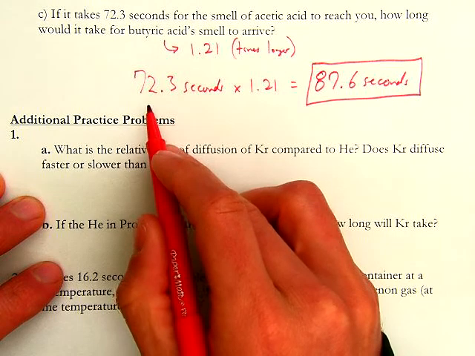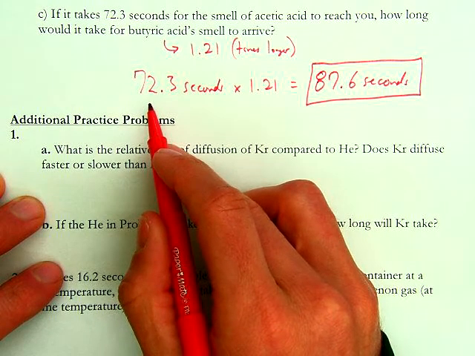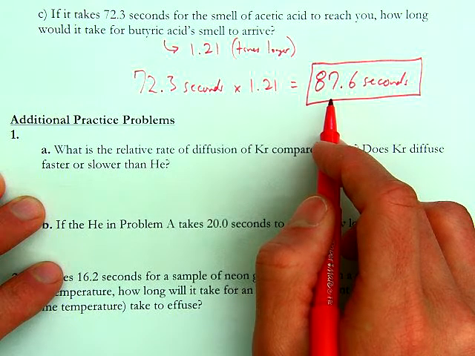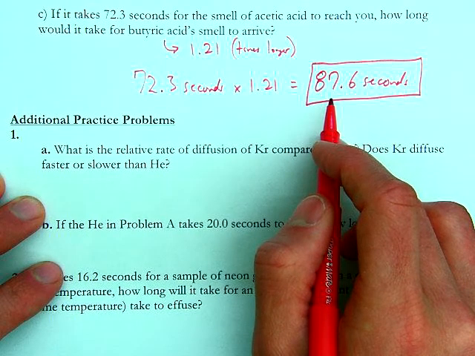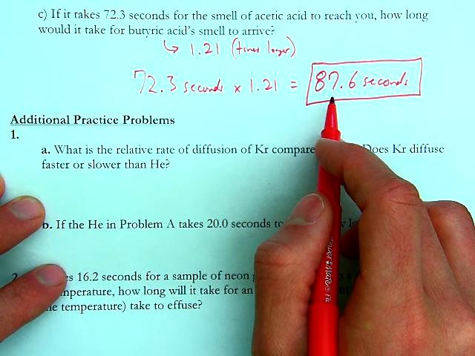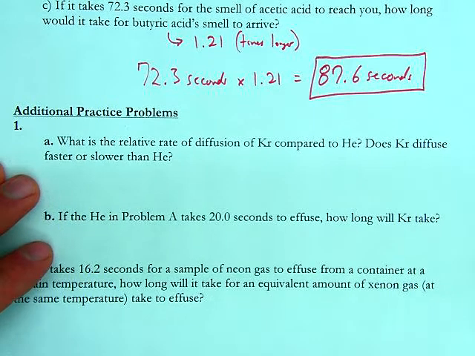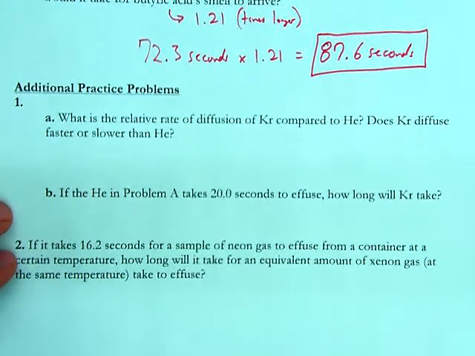So if it takes 72.3 seconds for the acetic acid to arrive, it's going to take about 87 seconds for the butyric acid to arrive. It'll take longer because it's heavier and is effusing or diffusing more slowly. All right? So let's do a couple more problems.